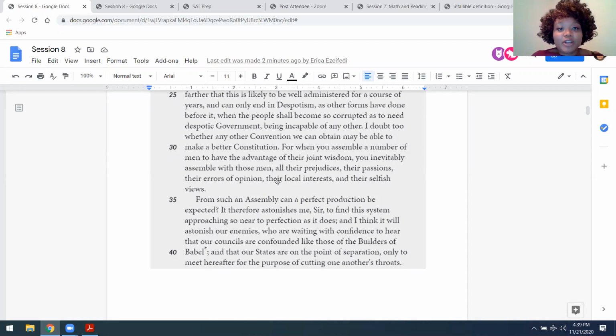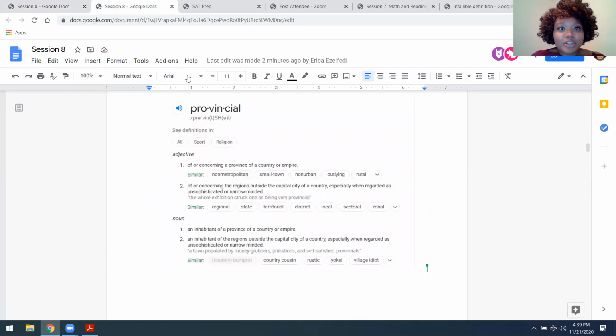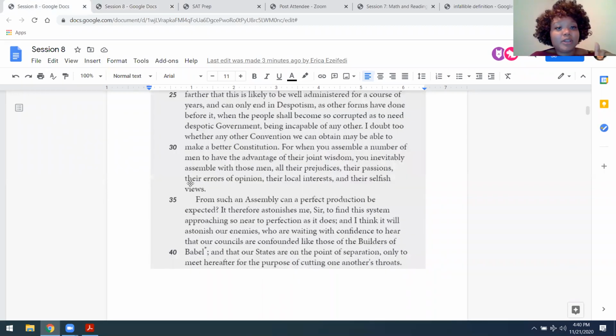So when we go back to trying to figure out what local means here, the best definition is provincial, because provincial means kind of like you're in your own bubble. You live in a province, and you are concerned, kind of like, you know, when people say small towns and how people act in a small town, that's kind of what that's alluding to.